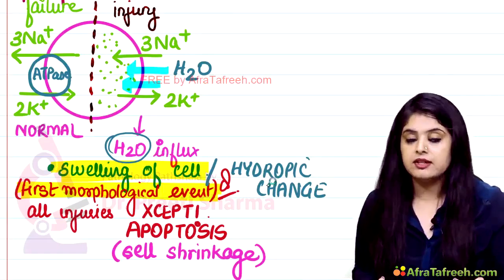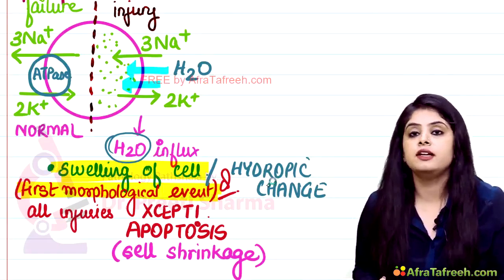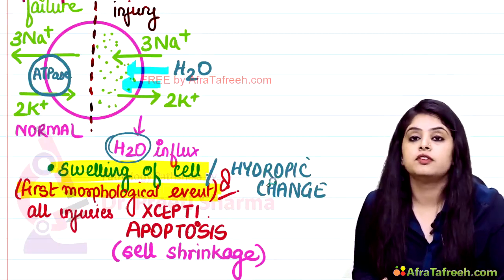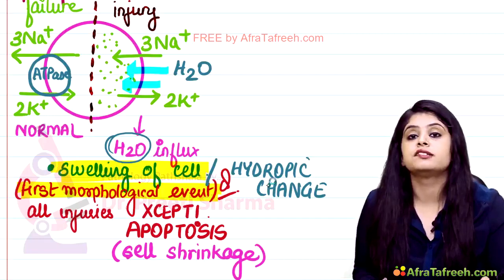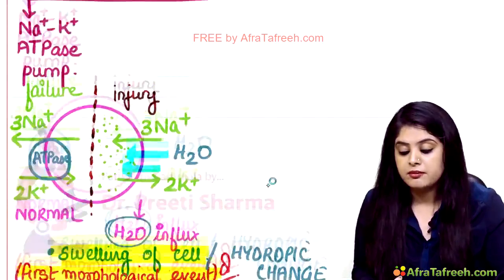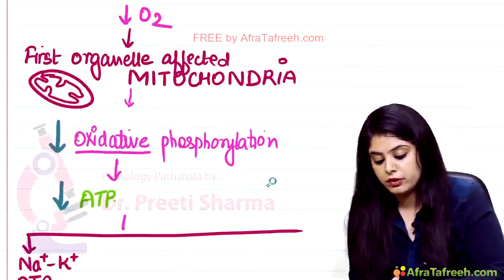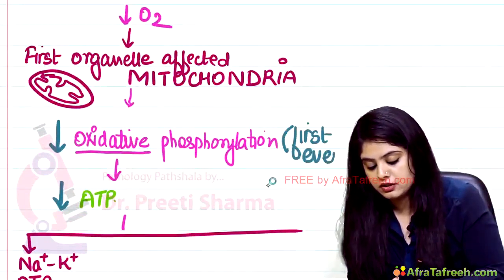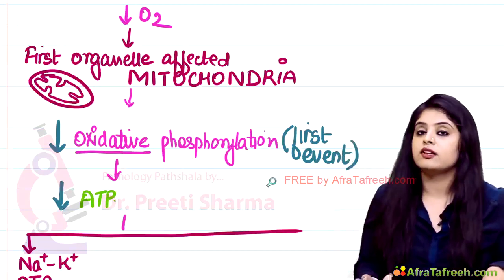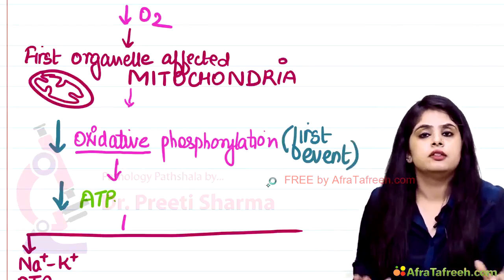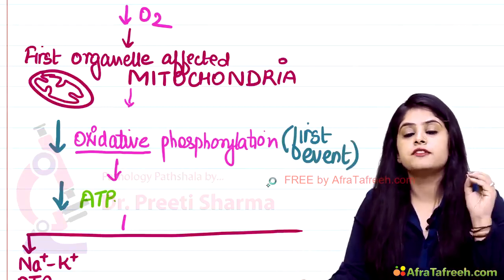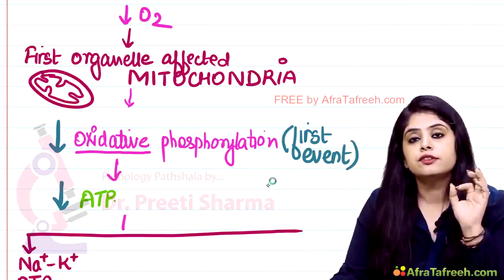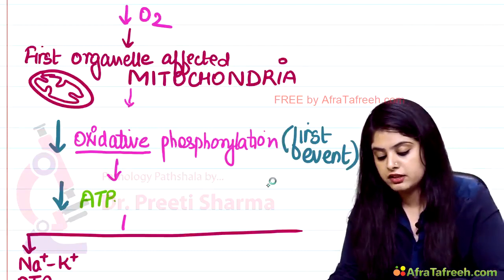So if the examiner asks you the first morphological event, you know it is cellular swelling. But if the examiner cuts out this word morphological and asks you the first event, then remember the first event is going to be a decrease in oxidative phosphorylation. See, the examiner has not asked you the morphology. He's just asked you a general question. What is the first event of this particular injury? So the first event is a decrease in oxidative phosphorylation.